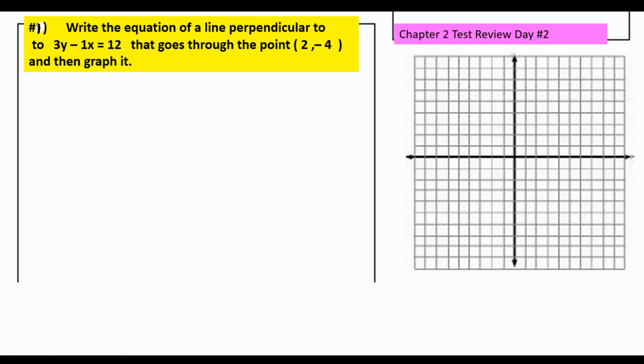Okay, if you need more time, then just go ahead and hit pause. Hit pause on the recording and then you can come back. Okay, so remember, anytime it says write the equation of a line, we're going to use that point slope formula. So y minus y sub 1 is equal to m times x minus x sub 1.